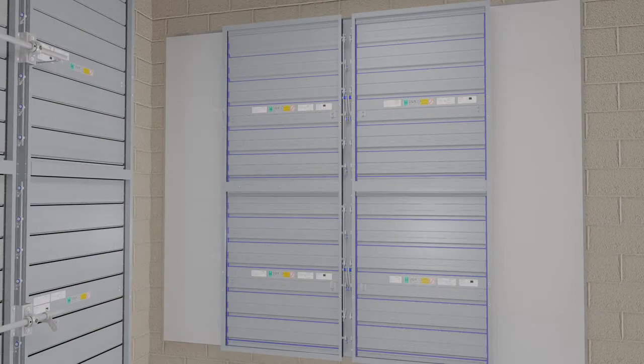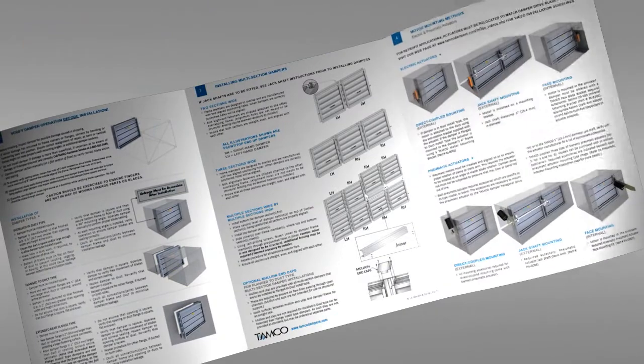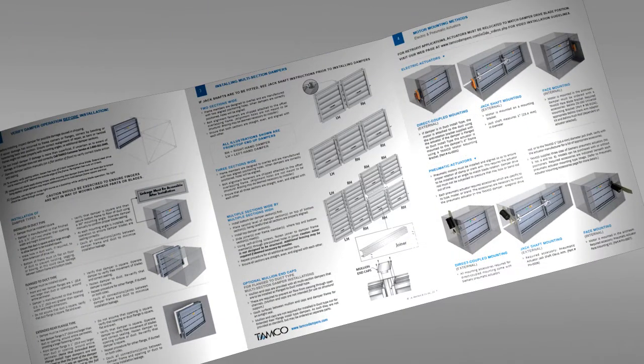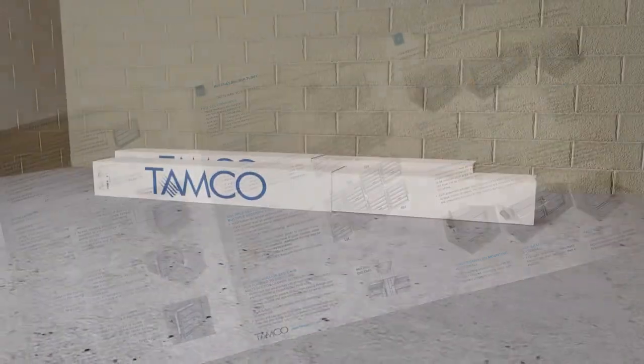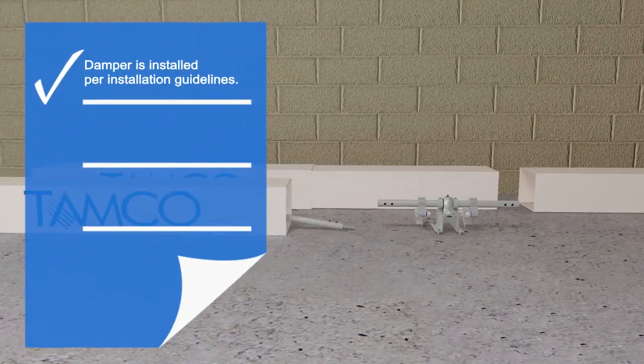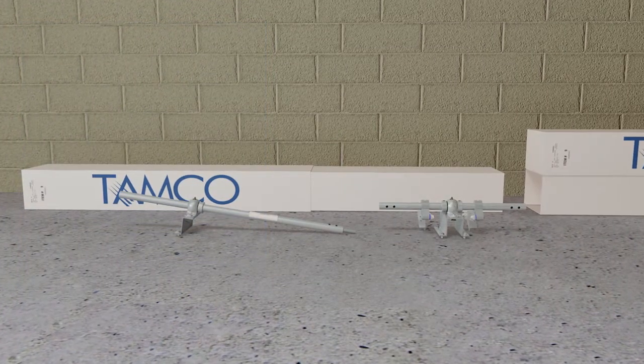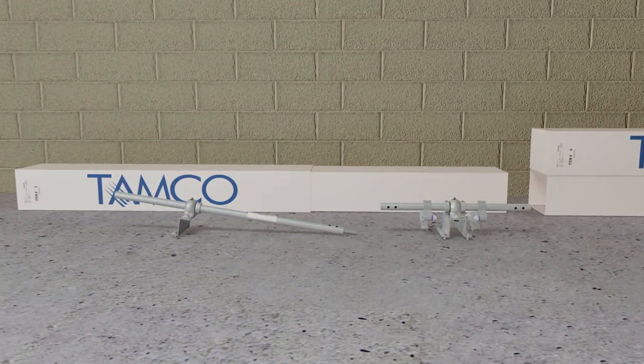Before beginning the installation of any TAMCO horizontal jackshaft, review the following checklist. Ensure that the installed damper sections conform to TAMCO aluminum damper installation guidelines. Verify the contents of the TAMCO jackshaft boxes to ensure all parts have been received. Each jackshaft is shipped from TAMCO in its own box.